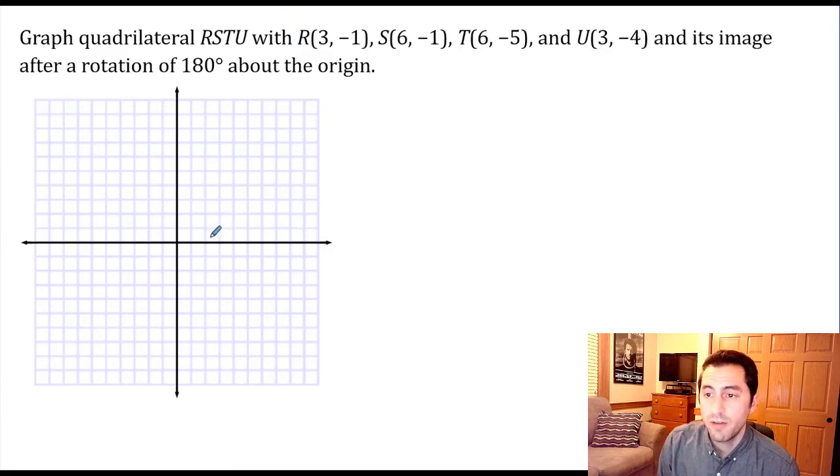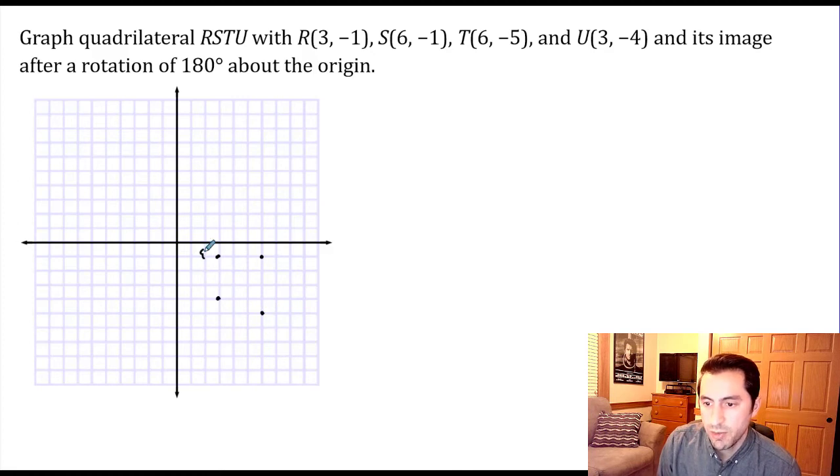So let's start by graphing our quadrilateral. So R is 3, negative 1. S is going to be 6, negative 1, so 3, 4, 5, 6, down 1. T is 6, negative 5, so here 1, 2, 3, 4, 5 units down. And our last point, U is 3, negative 4, so 1, 2, 3, and then 1, 2, 3, 4.